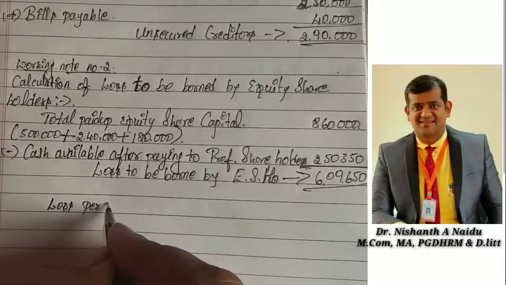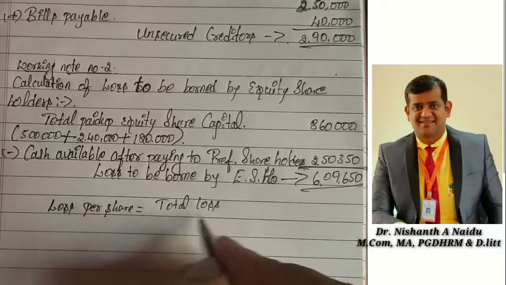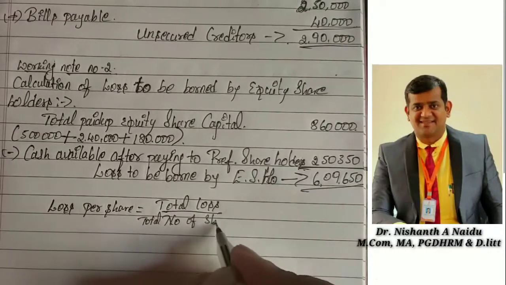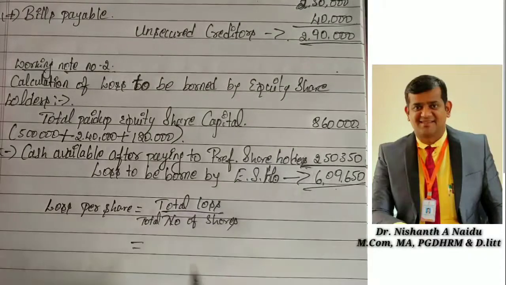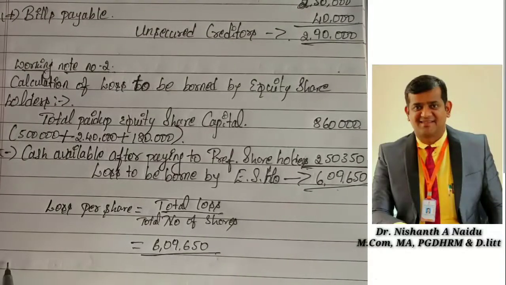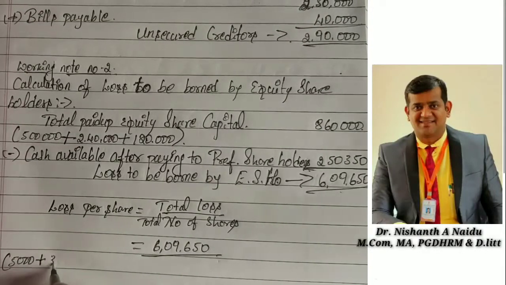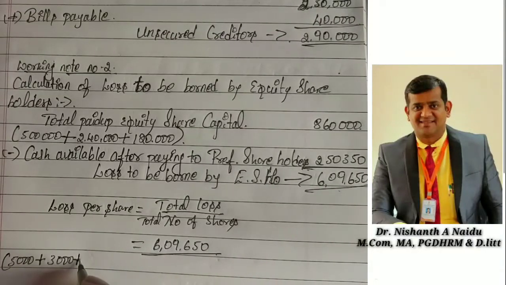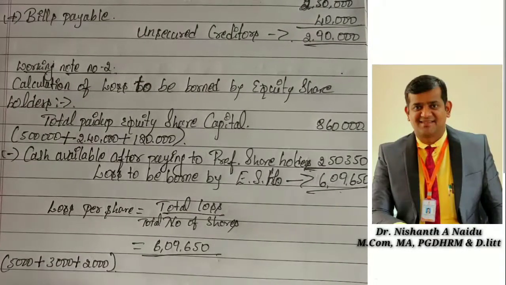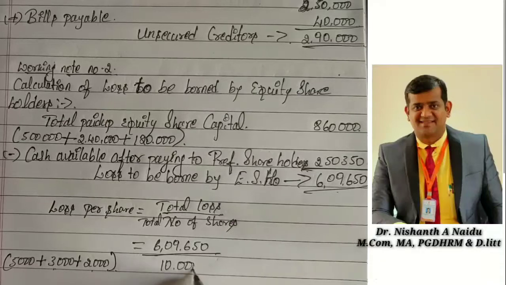Loss per share equals total loss divided by total number of shares. So loss we know, 6,09,650 rupees, divided by total number of shares. One is 5,000 equity shares paid 100, then 3,000 equity shares paid 80 rupees, then 2,000 equity shares paid 60 rupees. So if you look at the liability side share capital, you get 5,000 plus 3,000, 8,000, plus 2,000, total 10,000 equity shares.